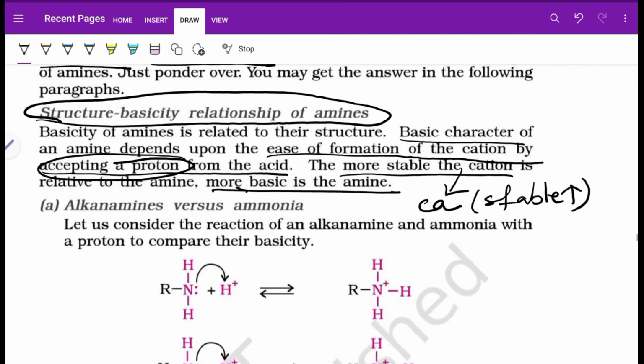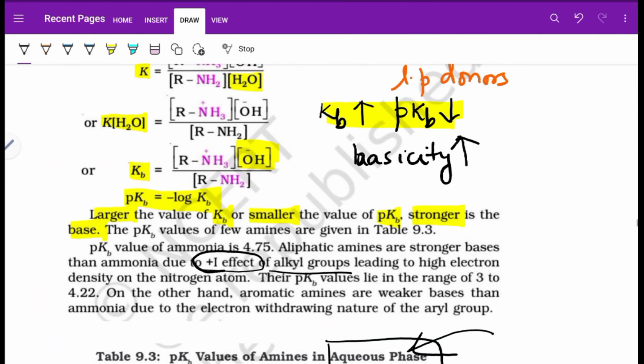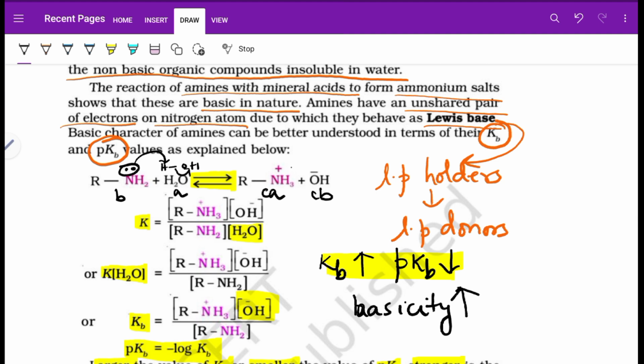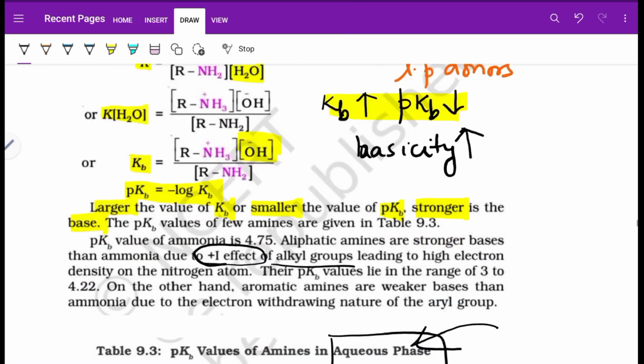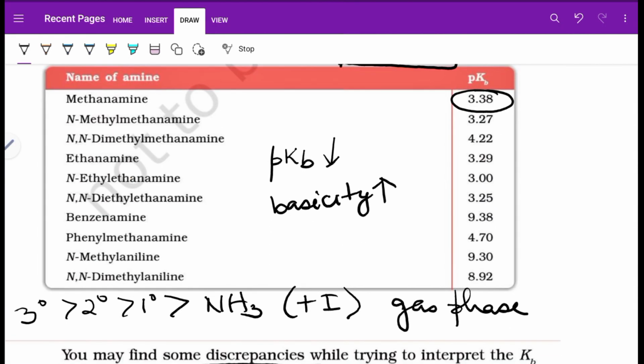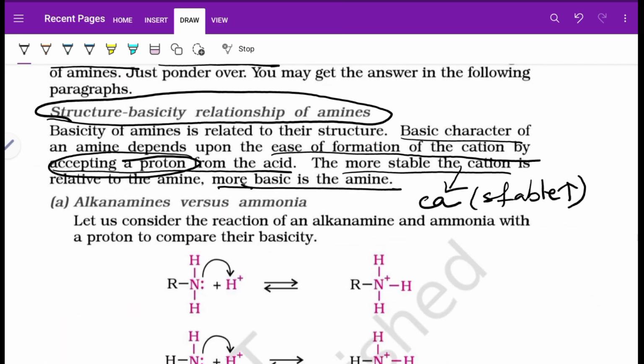Now, the conjugate acid which we had seen over here was having what? It was having a positive charge. So anything that increases the positive charge over the conjugate acid will be destabilizing the conjugate acid, and anything that decreases the positive charge over the conjugate acid will be stabilizing the conjugate acid. So let us explore the concept.